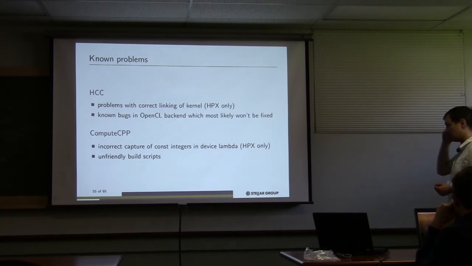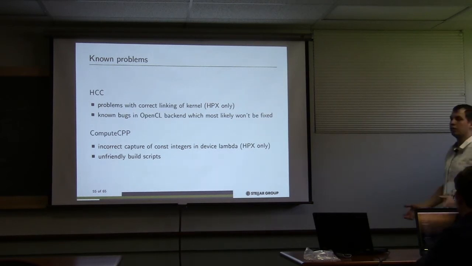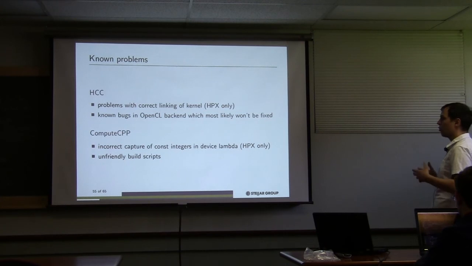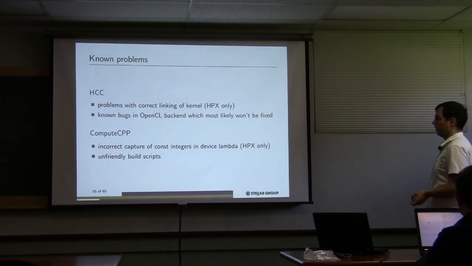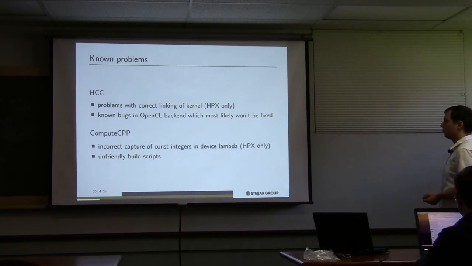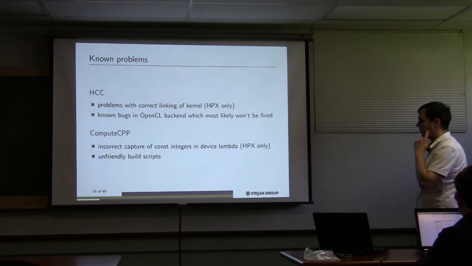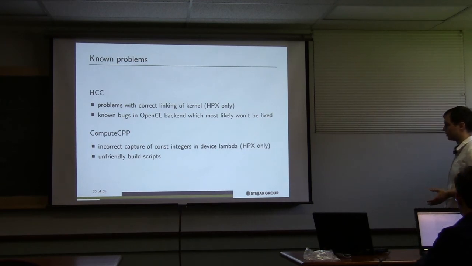There are bugs in the OpenCL implementation. One of them is, for example, very simple. If it finds an OpenCL platform which doesn't have a GPU, it will break, and in the worst possible way, by a segfault. It's a very small bug, easy to fix, but you have to do it by yourself. ComputeCpp, on the other hand, is harder to fix because you don't have the source.